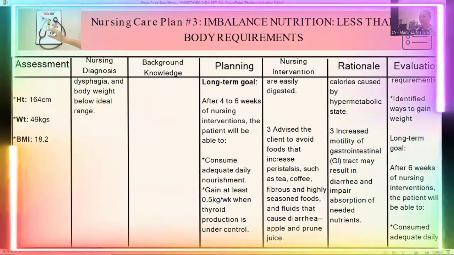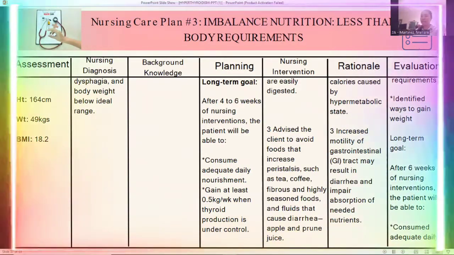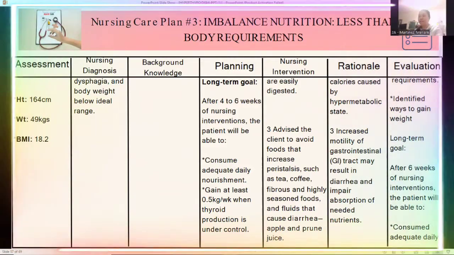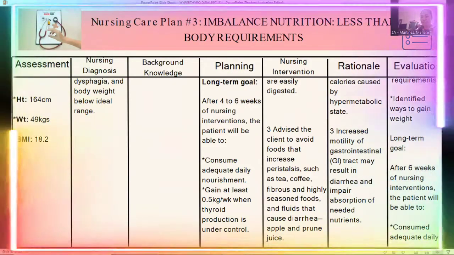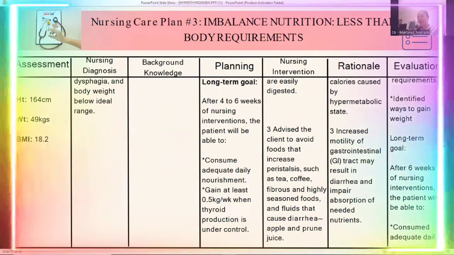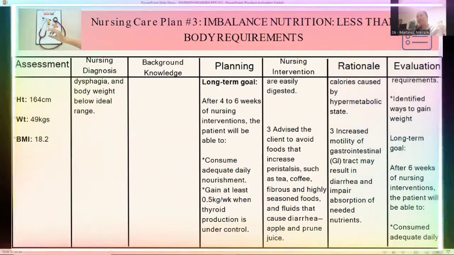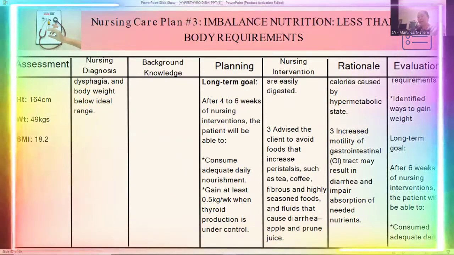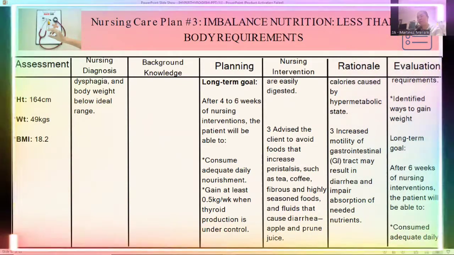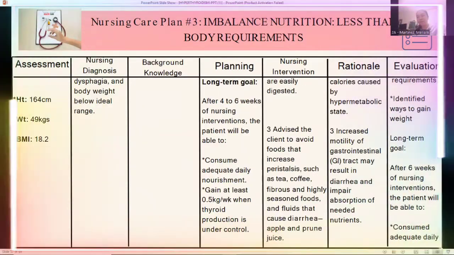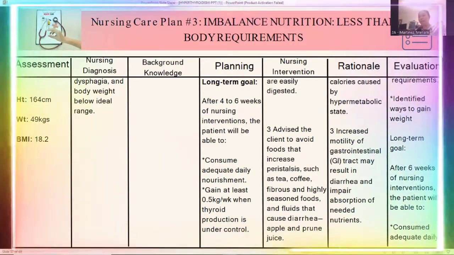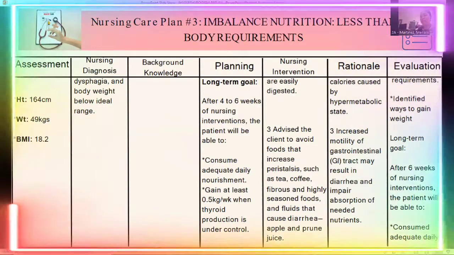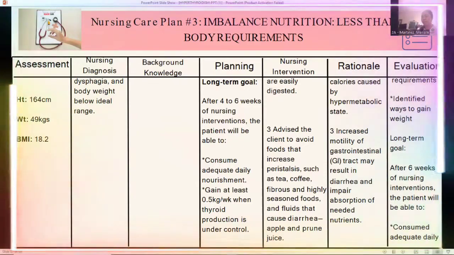And then we also advise the client to avoid foods that increase peristalsis, such as tea, coffee, fibers, and highly seasoned foods, and fluids that cause diarrhea, like apple and prune juice. This is because increased motility of the GI or gastrointestinal tract may result in diarrhea and impair absorption of needed nutrients.